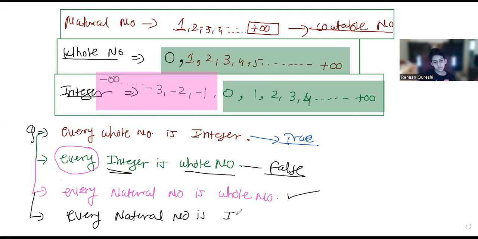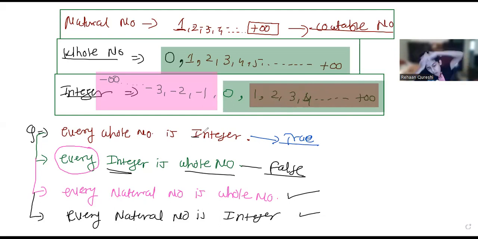If I say every natural number is integer, is it correct? Yes, it's definitely correct, because in integers there are 1, 2, 3, 4, so there are natural numbers from 1 to positive infinity. Integers include the natural numbers, so that's why we can say that every natural number is also called an integer.